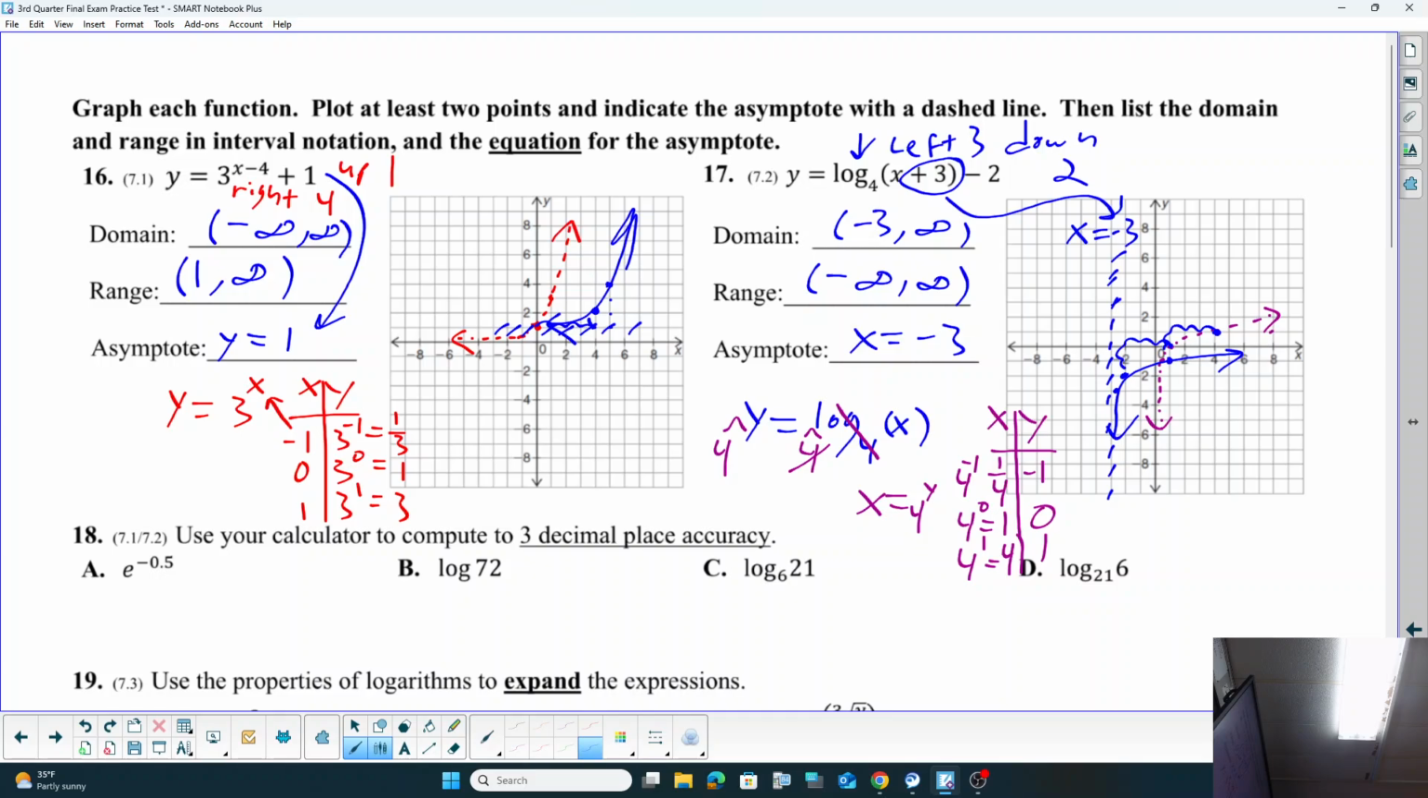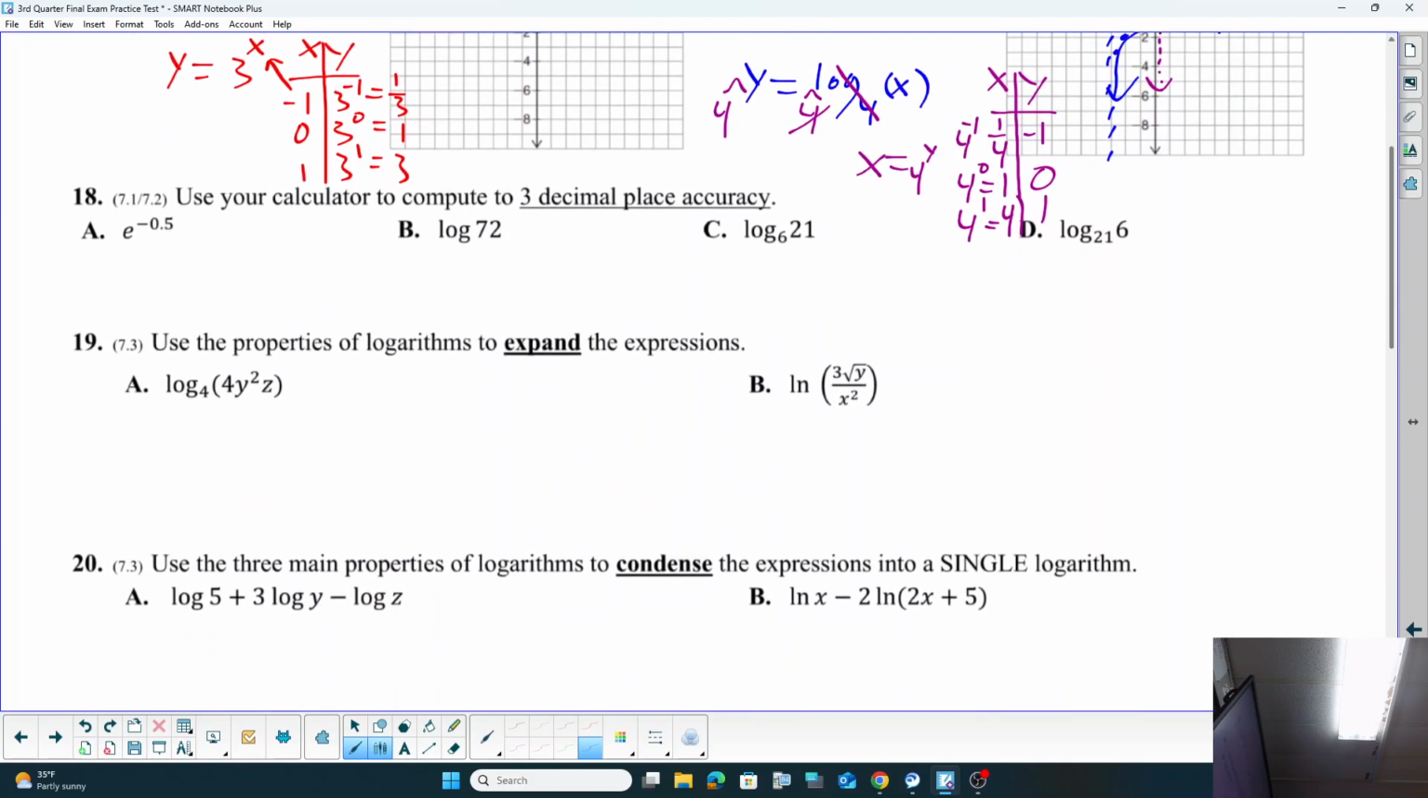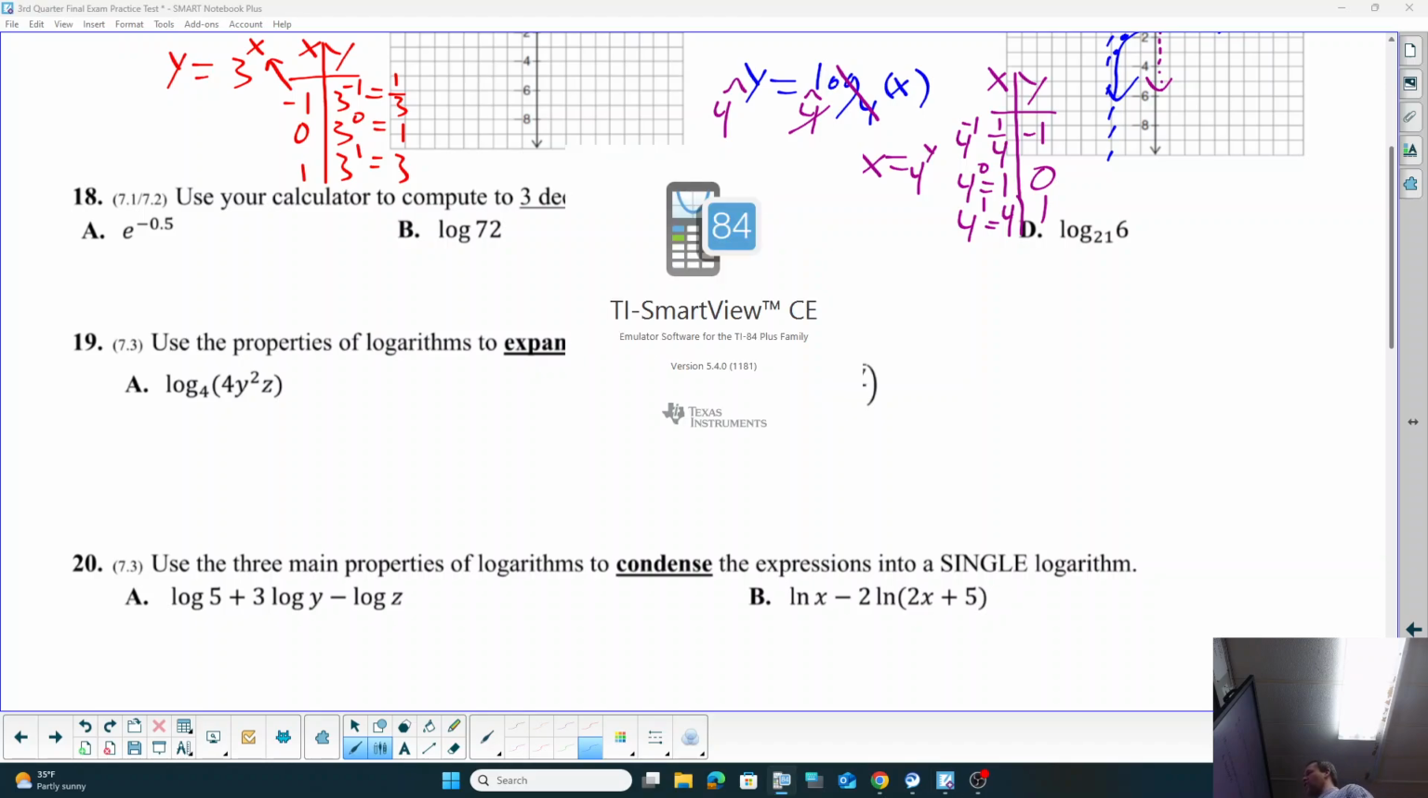Remember how to do logs? Radicals? Use your calculator to compute 3 decimal place accuracy. I'm not going to do all these because that just feels like something easy you could do. But I will do the expanding of properties, definitely for sure.